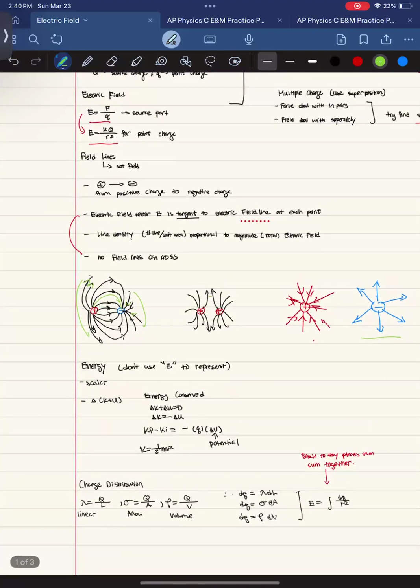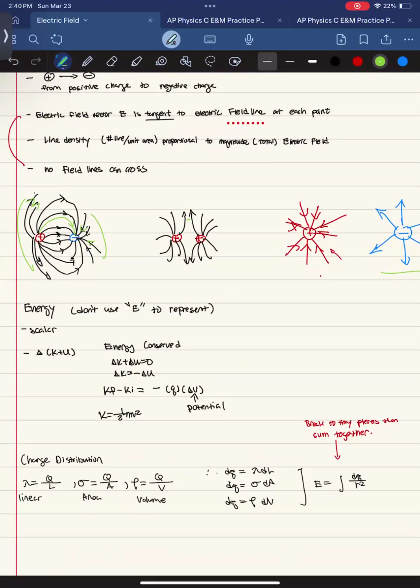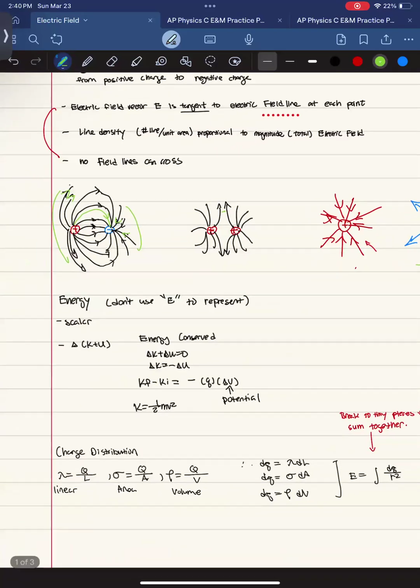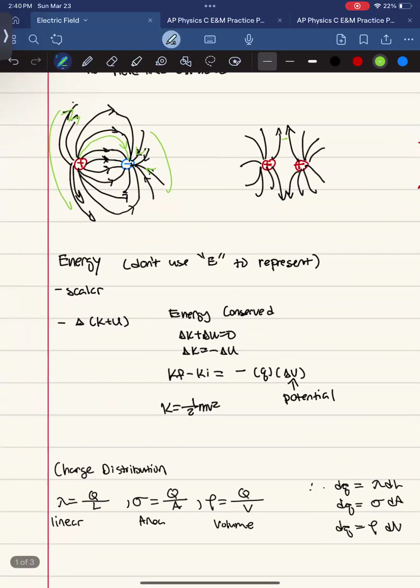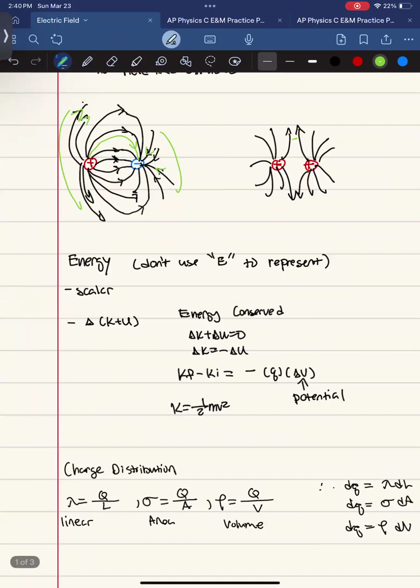So next, I will briefly talk about energy. Right now, when we talk about energy, we don't use the notation big E because that's the notation for electric field. It's a bit different from dynamics. However, still energy is a scalar value, therefore it only has a magnitude with no directions.